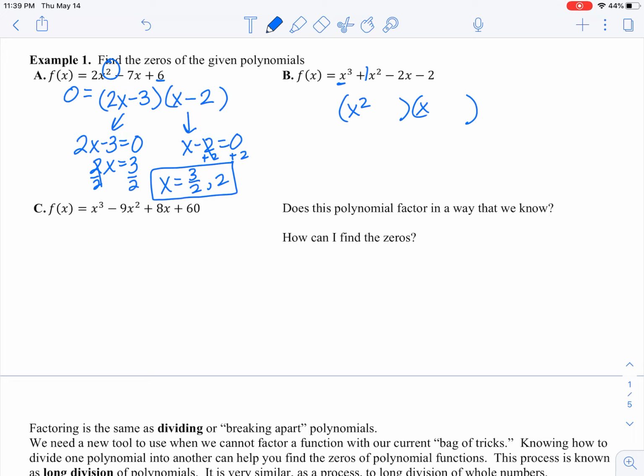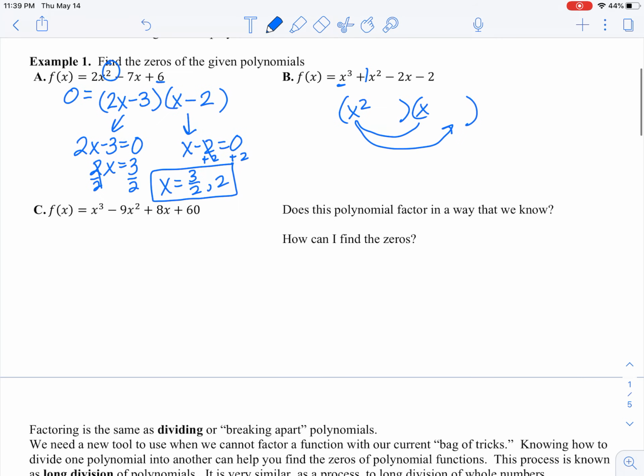Our next term is 1x squared. So when we multiply x squared times x, there's x to the third. And x squared times something has to give us 1x squared. Well, it's plus 1. And then our next term is a minus 2x squared. Well, here is the x, so this has to be a minus 2 to get a minus 2x squared. And then the minus 2 times a 1 is minus 2, and so we know that our factoring is correct.